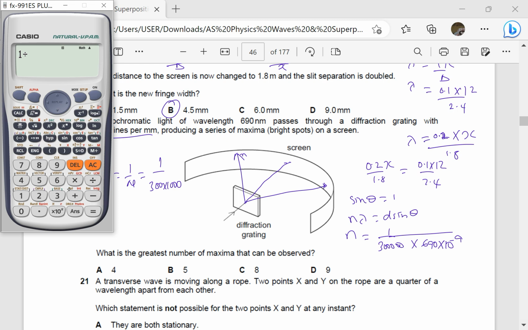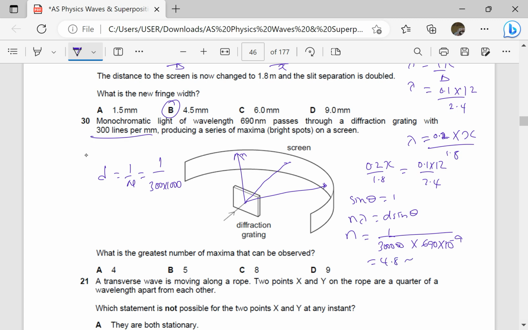1 divided by 300,000 times 690 times 10 to the power negative 9. So that is 4.8. So we round off to 4. It is 4.8, but we round off to 4, not to 5. So this is going to be 4 that side, plus the central, which gives us 9. So it is 4 plus 1 plus 4, which gives us 9. We do not round off to 5.